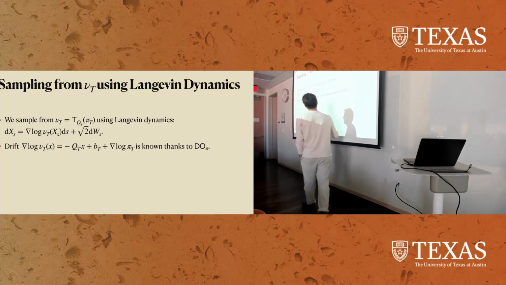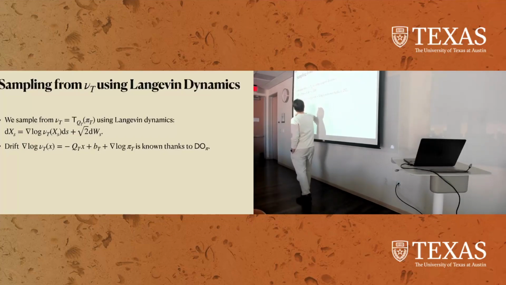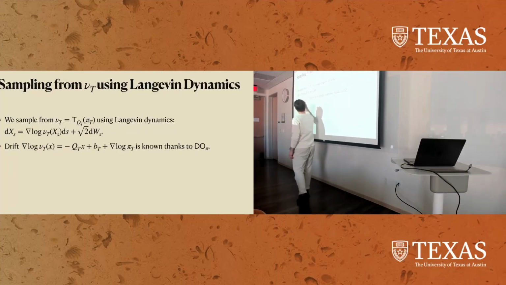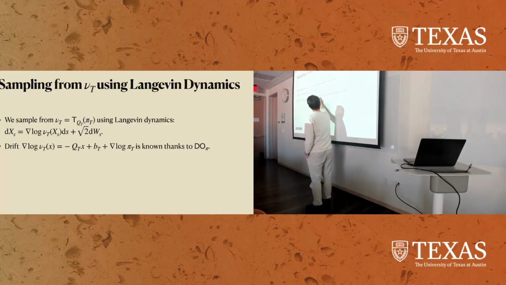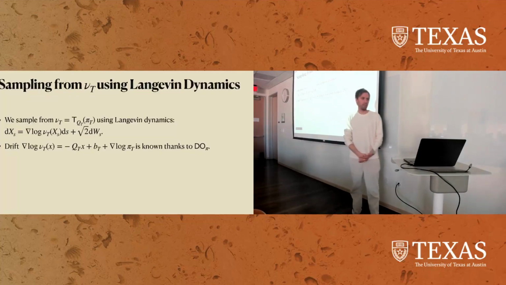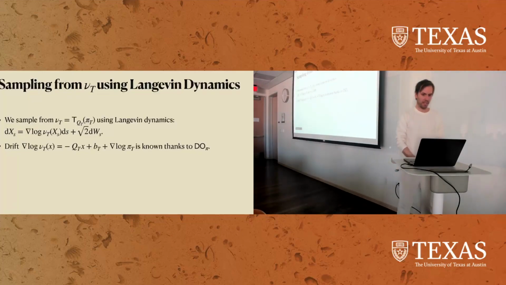We can do it because we know the score of this nu t, right? The score is the drift that you need in Langevin dynamics. You need to know the gradient of the potential, right? So in our case, the gradient of the potential here is a term that is quadratic that depends on our qt's that we know, plus the score of pi t, which obviously we know because we know the denoising oracle, right? We know the score of the prior, right? So we know the drift of this SDE, so we can run it.